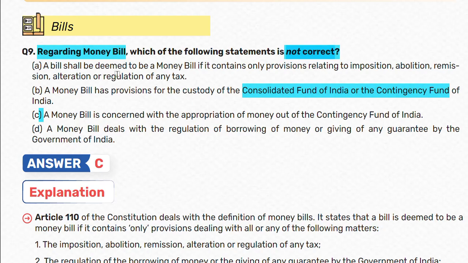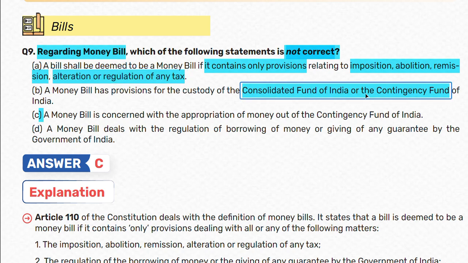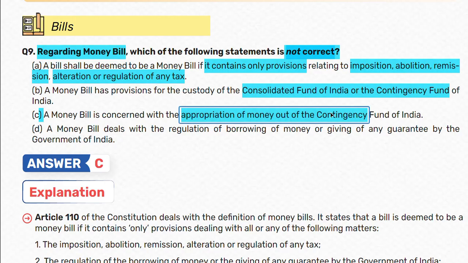A bill shall be deemed to be a money bill if it contains only provisions relating to imposition, abolition, remission, alteration, or regulation of any tax. This is correct. A bill has provisions for the custody of the Consolidated Fund of India. This is also correct. A money bill is concerned with the appropriation of money out of the Contingency Fund of India. No, this is incorrect. We know that the Contingency Fund of India does not need the approval of Parliament. So C will be the correct answer.